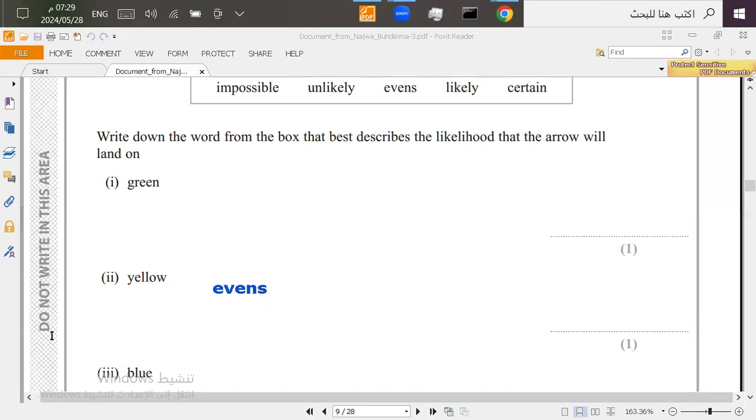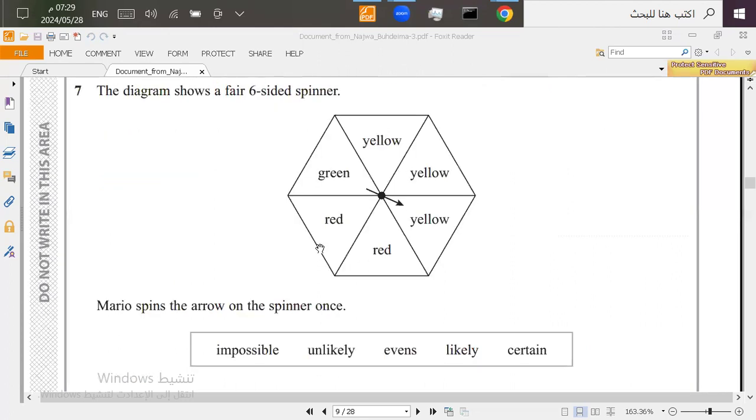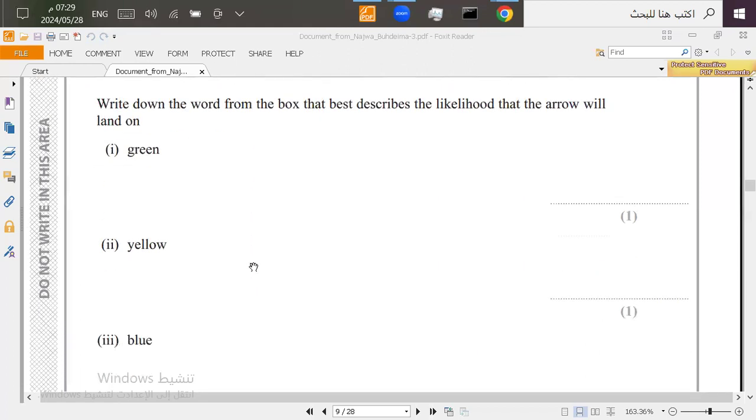And then the last one is blue. Let's take a look at the spinner. Do we have blue here? We don't have blue. It means it's impossible to land on blue. So we write impossible next to blue. And this is how you answer a question like this. Now let's move on to the next question.